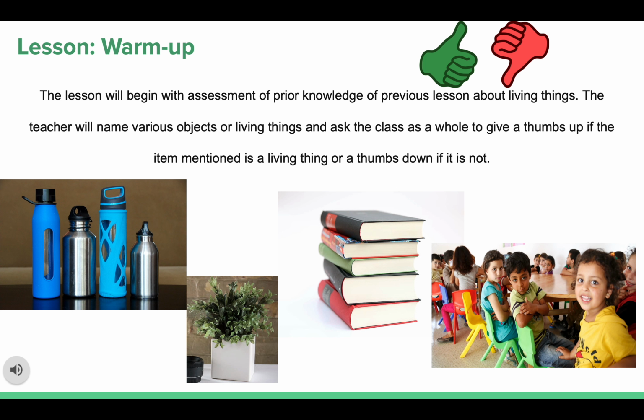The lesson will begin with an assessment of their prior knowledge of previous science lessons about living and non-living things. Using objects and living things in the classroom, the teacher will name them as examples. The students will be able to give a thumbs up if the thing is a living thing or a thumbs down if it is not a living thing. This will assess their prior knowledge and make a connection to our new lesson today.